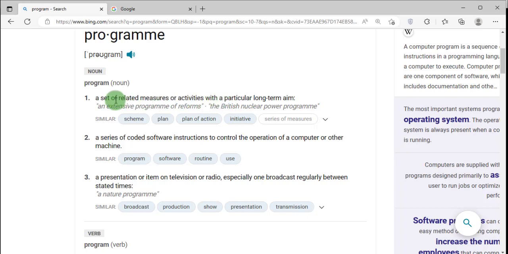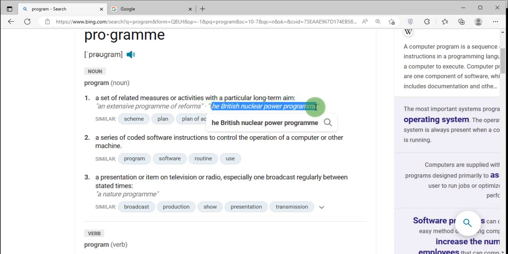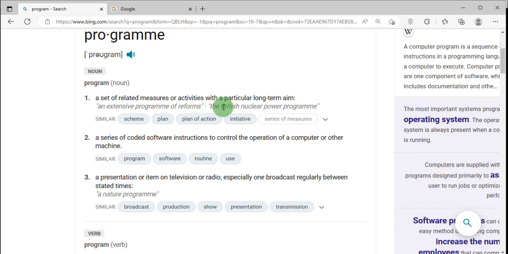As an example, as you can see here, it has been given an extensive program of reforms. Reforms is like giving relief to flood affected people, like providing them facilities, food, clothes, etc., or helping them to build houses as well. This is just an example. And the second example given is the British nuclear program. So it has a very wide scope in this regard.